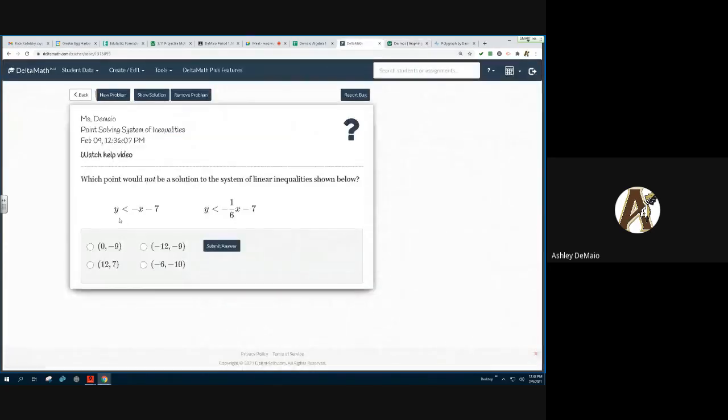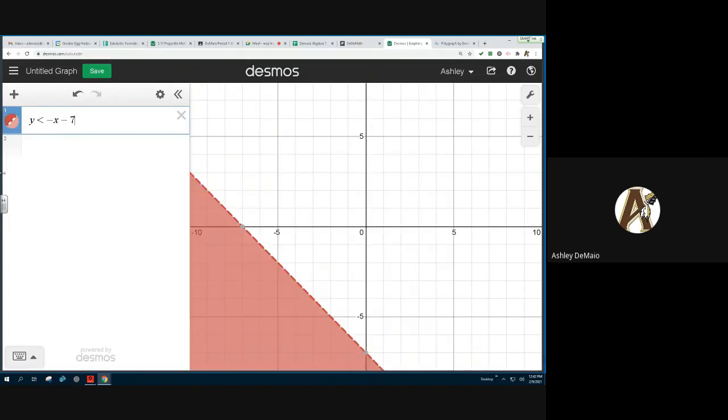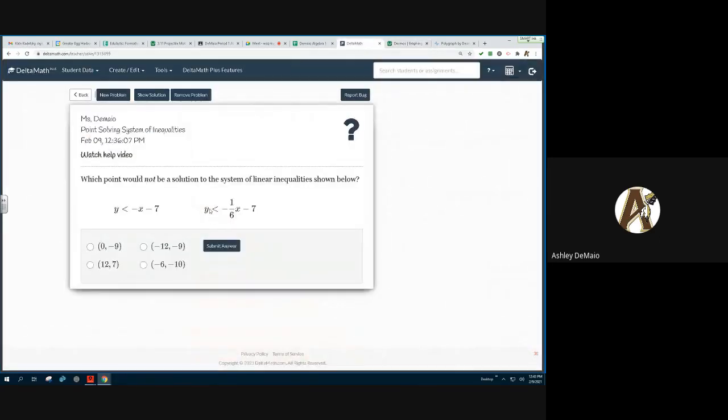So the first equation is y is less than negative x minus 7. You can see it's a dotted line, again, because we have a less than sign and not a less than or equal to sign. And it's shaded below our line because it's less than. And then we'll graph our next equation.